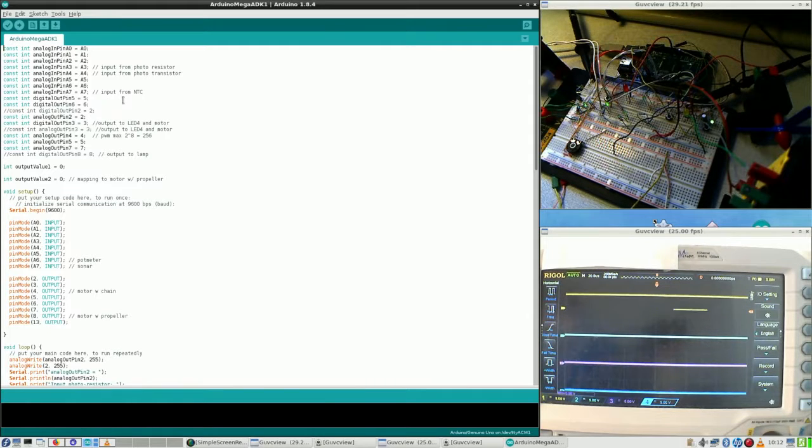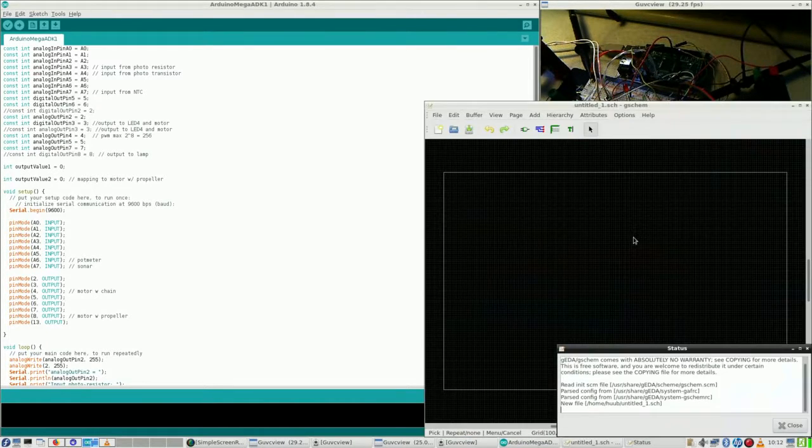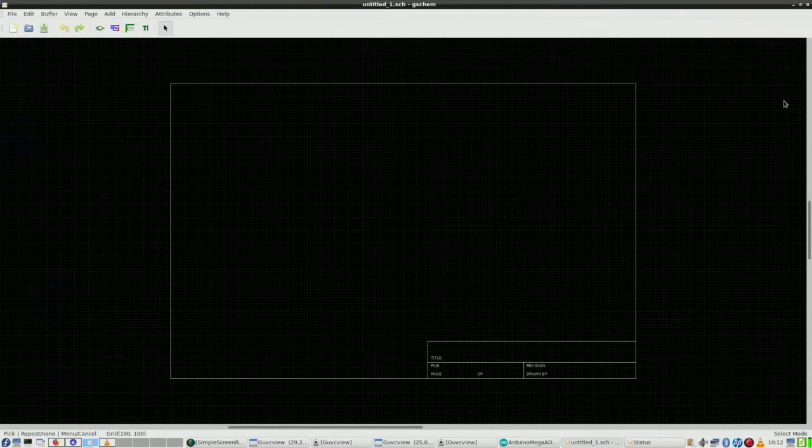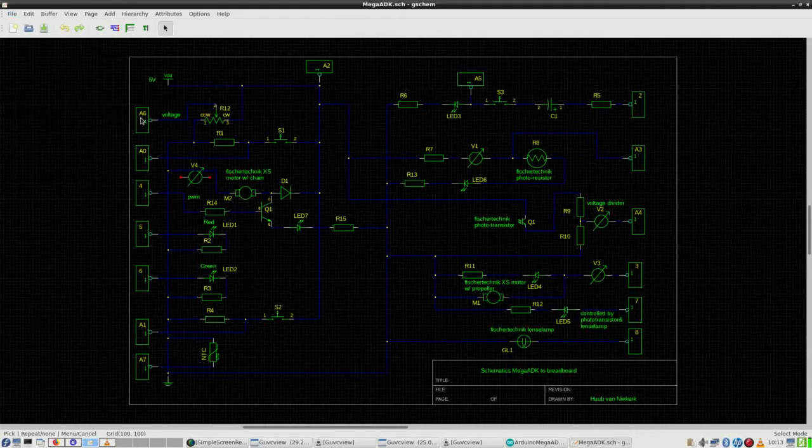Rewiring, not yet, but also let me take on with this one. Status can go. And this one is the current schematics. Nothing wrong with it. So motor with chain and the photo transistor.